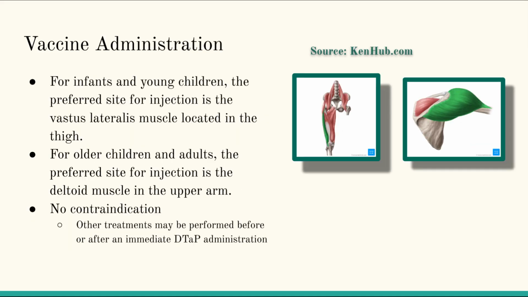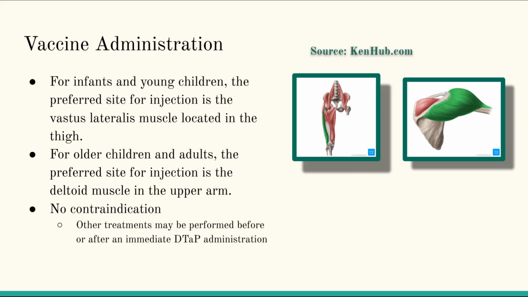Okay. So vaccine administration follows kind of the standard protocol. For infants and young children, the preferred site for injection is the vastus lateralis muscle. This muscle is located in the thigh. And for older children and adults, the preferred site of injection is that much more developed deltoid muscle. It's also important to know that there are no contraindications with this vaccine. Essentially, what that means is we don't have to worry about other vaccines being received around the same time because the two don't interfere with each other.